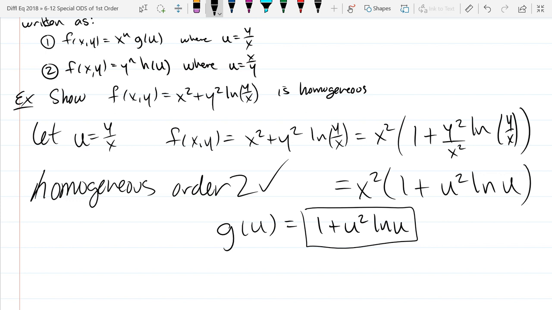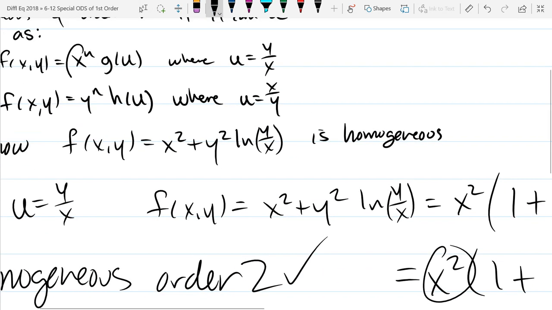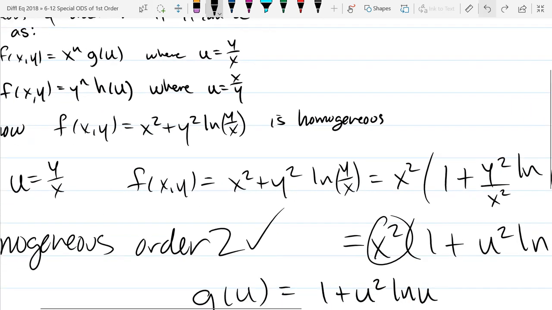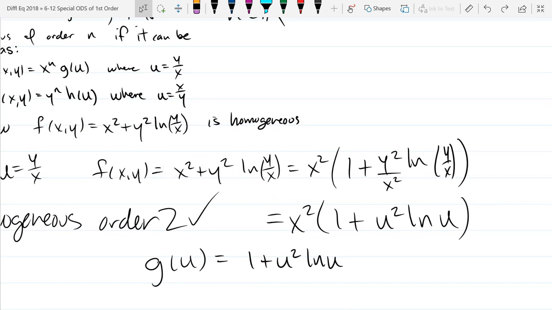And what happened to the x squared in the line above? Yeah, that's the order. That term is the order term out front. So you're basically factoring out a bunch of x's, until what you have left can be written as a function of y over x. Does that make sense?